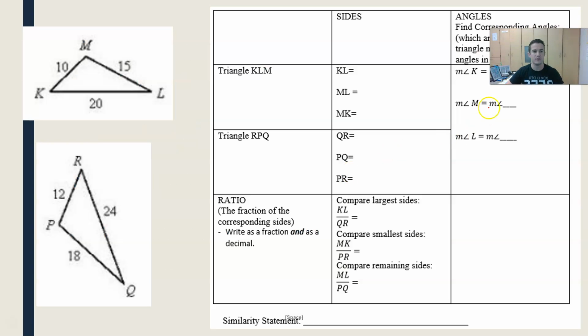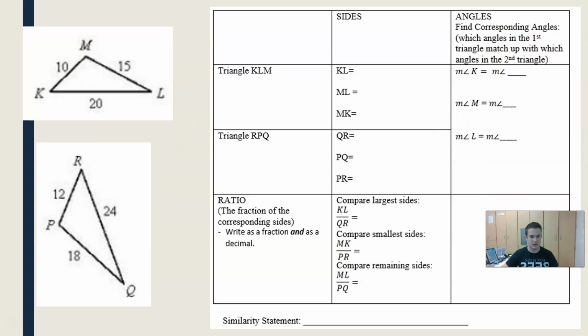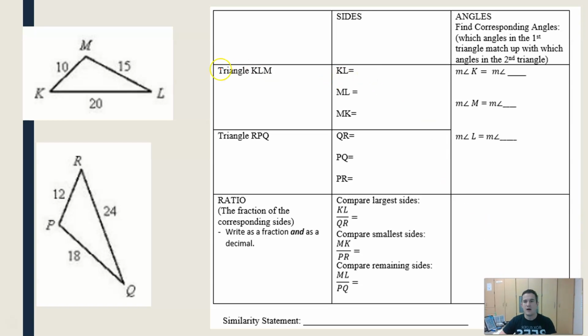So let me show you here. So let's check here. I don't know any of the angles here, right? Okay, so in triangle KLM, KL, this longest side, is 20. ML, this middle side, is 15, and MK is 10. QR is 24. PQ is 18, and PR is 12.